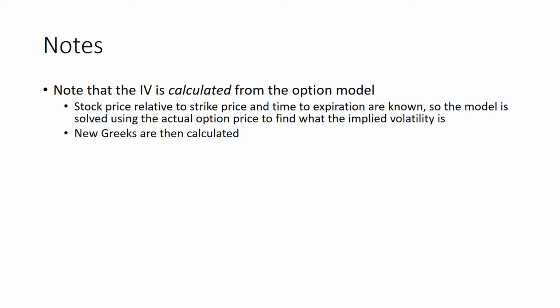This is actually, in mathematical terms, a partial differential equation. So this is going to be an iterative process. The computers obviously can do this very quickly, but it is an iterative process in the computer to solve this model to find, okay, what's the current IV, the current delta, gamma, all these things.